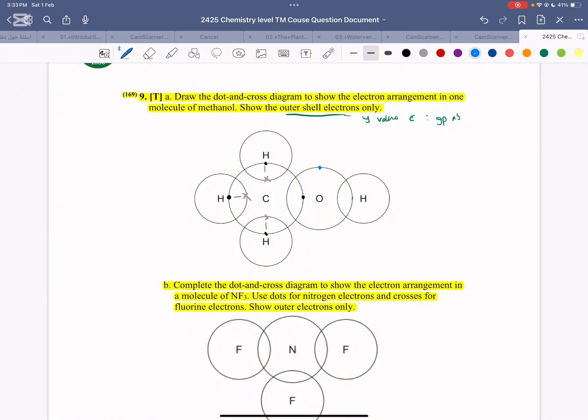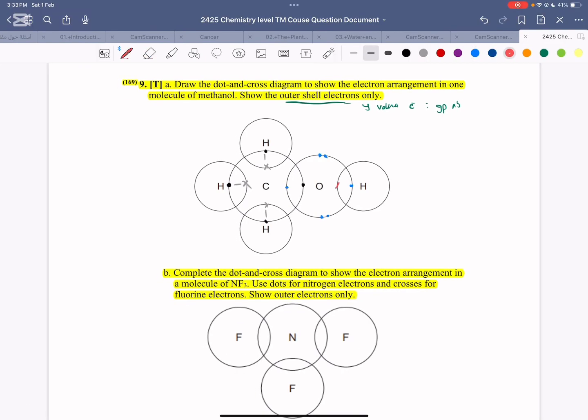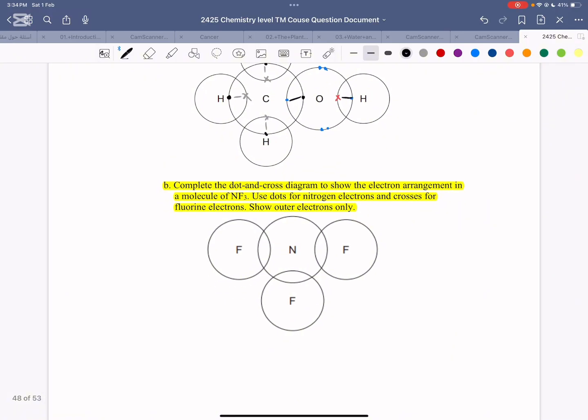So 1, 2, 3, 4, 5, 6. Now the reason why I didn't put it here, because I know that it has to form a bond with hydrogen, and if there are 2 electrons of oxygen here, it cannot form a bond with hydrogen. And then hydrogen, of course, has 1. I'm going to put it as an X. Again, we have a bond here, and we have the bond here. Same thing for this. I'm going to keep it for you guys as an exercise to do.